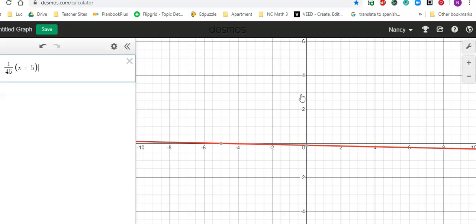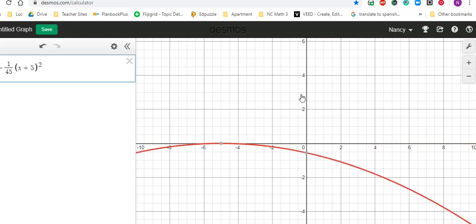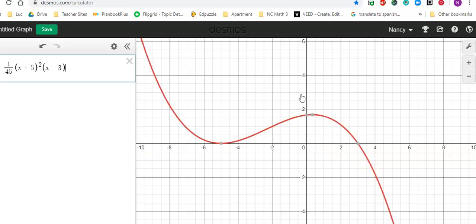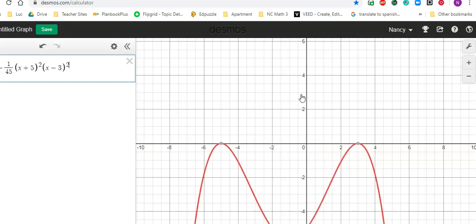Plus 5. Okay, so I've got my x plus 5, and that is squared. You can use Shift 6 to bring it up to an exponent, and then hit tab again to bring it back down. And then x minus 3, and then that one is squared, so it's Shift 6 and then a 2. So this is what it looks like.